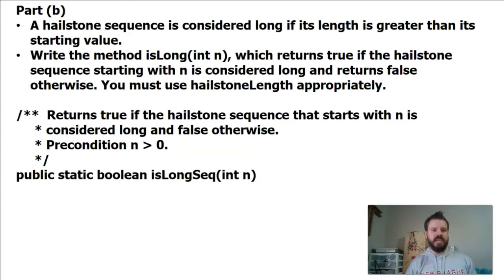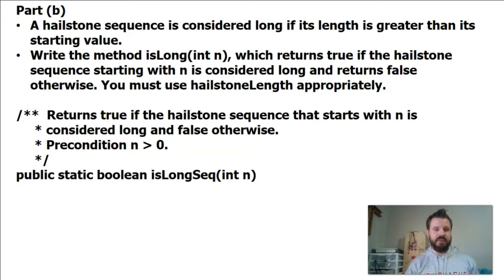Okay, part B, we're writing the isLong method. A hailstone sequence is considered long if its length is greater than its starting value. So in the example we looked at, the starting value was 5. I think its length was 6. We'd say that's a long sequence. Write the method isLong, which returns true if the hailstone sequence starting with n is considered long and returns false otherwise. In other words, if its length is greater than the n you plug in.